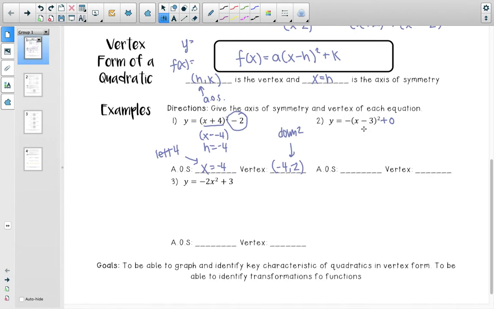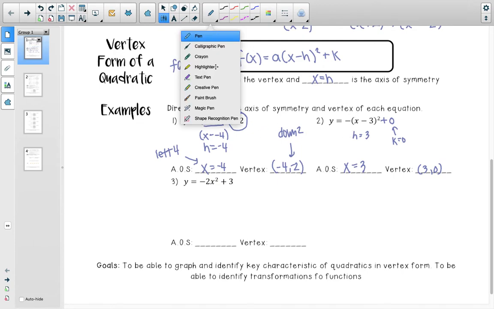The 3 is the h, because that's what the formula says. So our axis of symmetry is x equals 3. And since there's nothing added or subtracted, the k would equal 0. So that means the vertex is 3, 0. Now I didn't ask this on the last one. I'm going to ask it on 2 and then go back to 1.